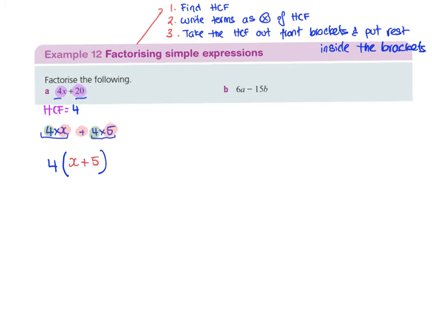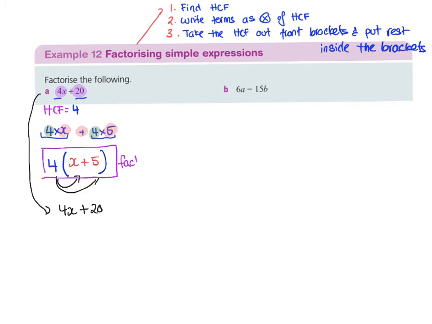Now, if we were double checking, because remember we did expanding, we could check this. So I do 4 times x is 4x and 4 times positive 5 is 20. So see how we went back? So that means we're correct. All right, so this here is our factorized expression. Okay, so let's go and do the next one.